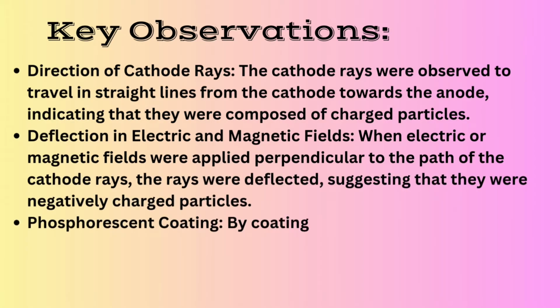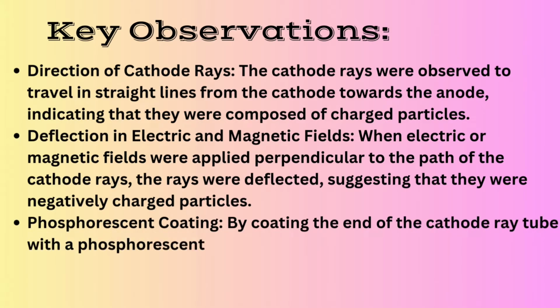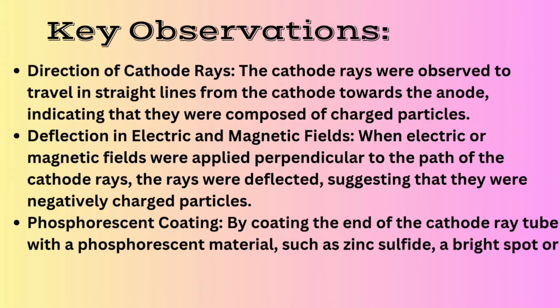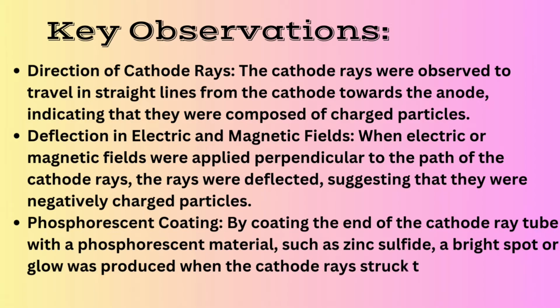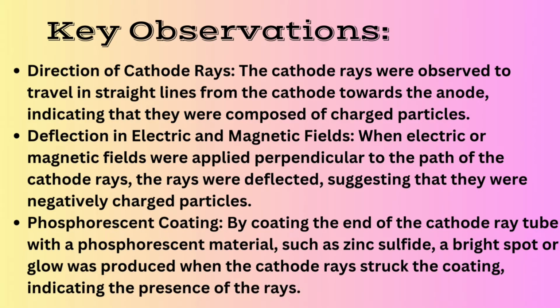Phosphorescent coating. By coating the end of the cathode ray tube with a phosphorescent material, such as zinc sulfide, a bright spot or glow was produced when the cathode rays struck the coating, indicating the presence of the rays. Now let's discuss some things that were discovered through the experiment.